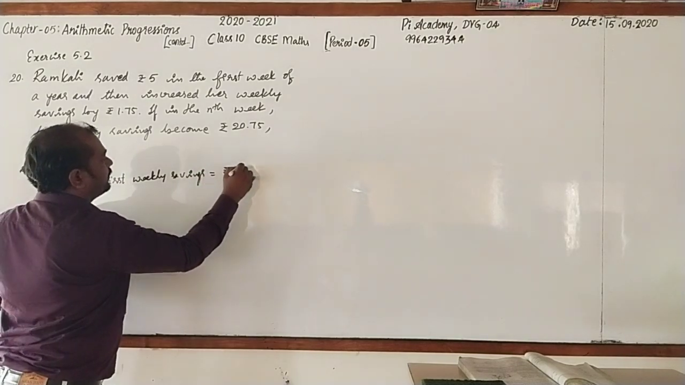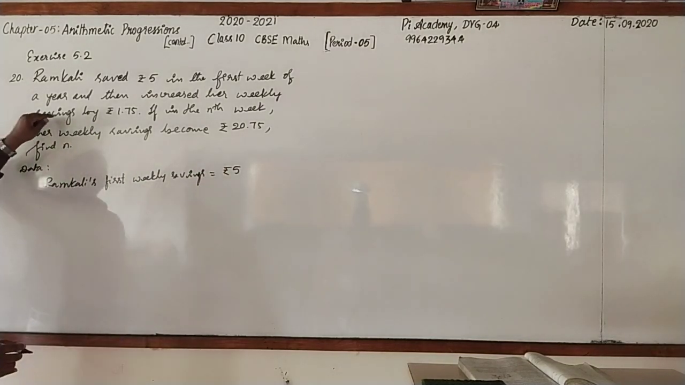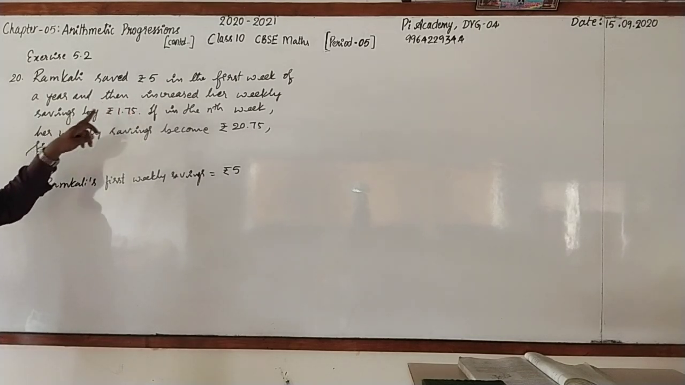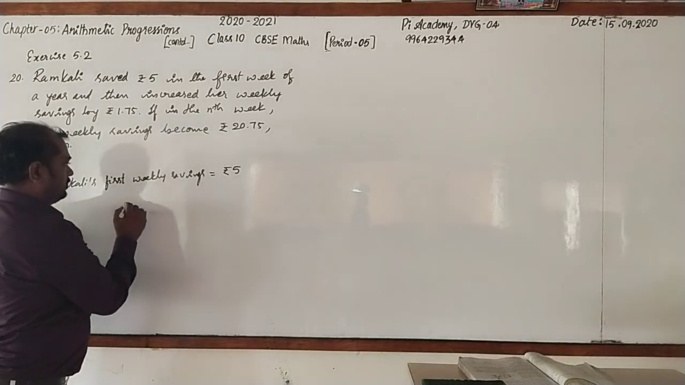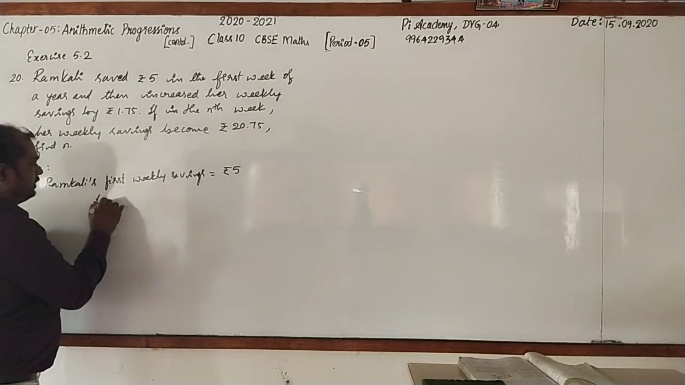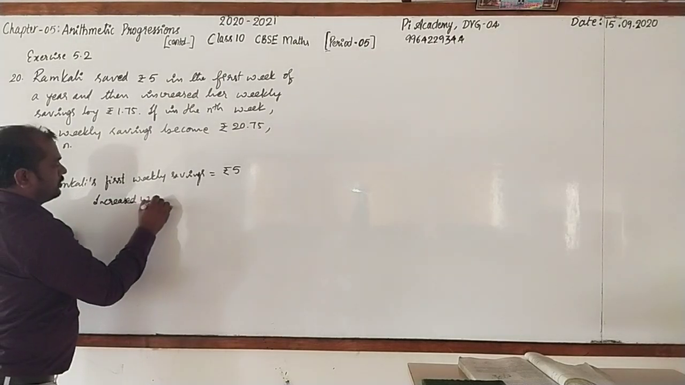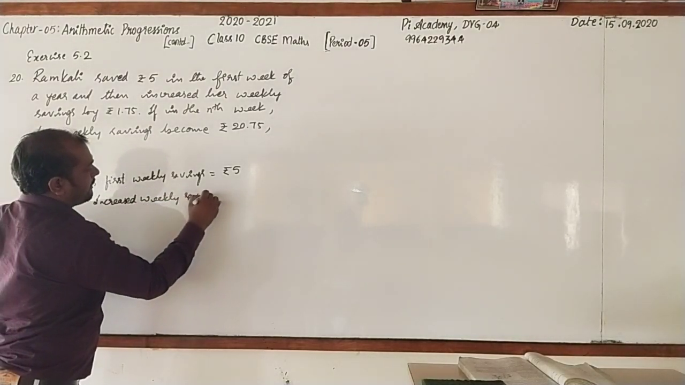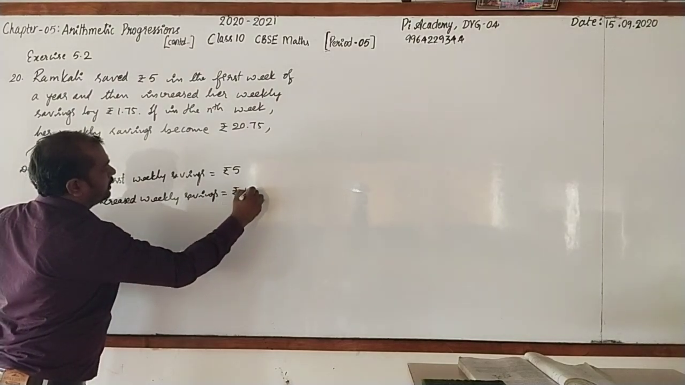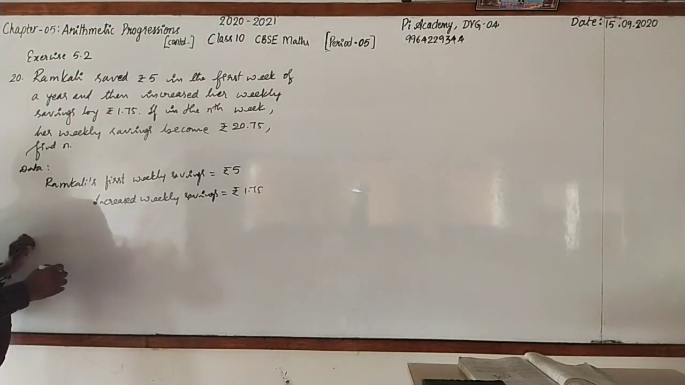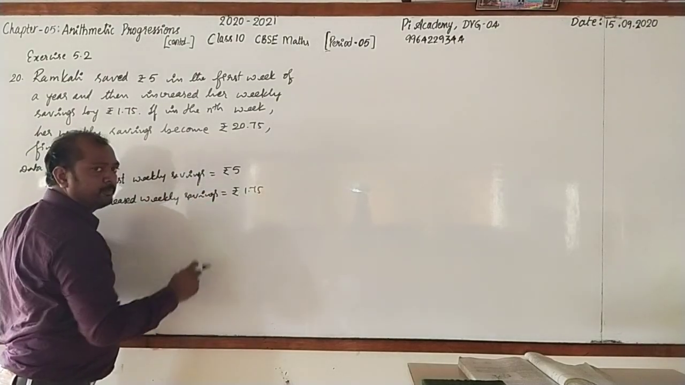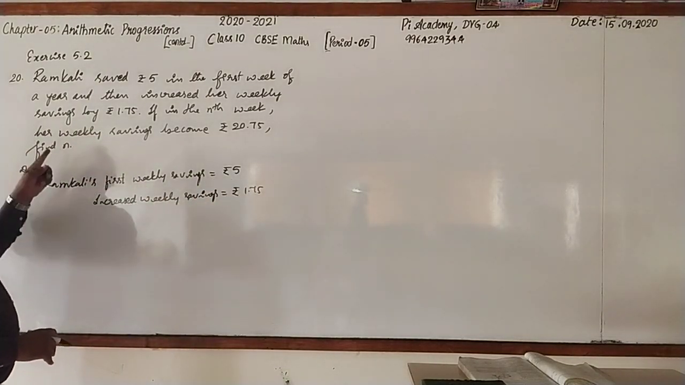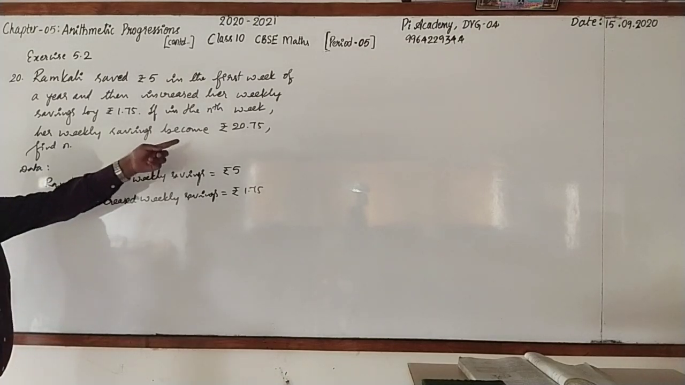It is ₹5. Then see that she increases her weekly savings by ₹1.75. Here I write increased weekly savings ₹1.75. Then what about our weekly savings in the second week? It is 5 plus 1.75, right? Then our weekly savings in the nth week.